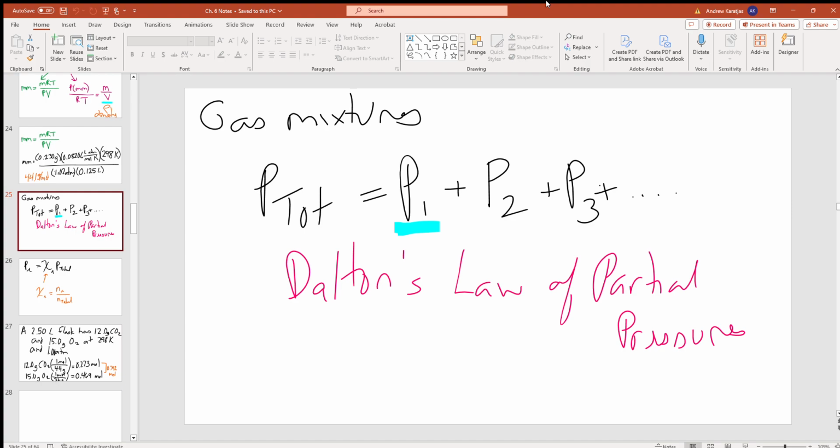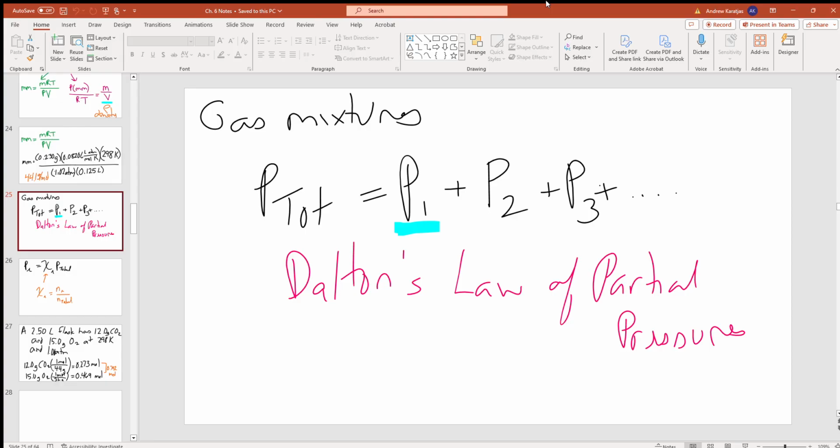And so if we have a mixture of gases, each one of those individual gases will have its own pressure. And you can calculate those individual pressures based on the ideal gas law. Just the number of moles of one of those substances times R times T over the volume. And if we add all of those pressures together, we get the total pressure for that mixture. And so this equation, P total equals P1 plus P2 plus P3 plus so on, is known as Dalton's law of partial pressures.